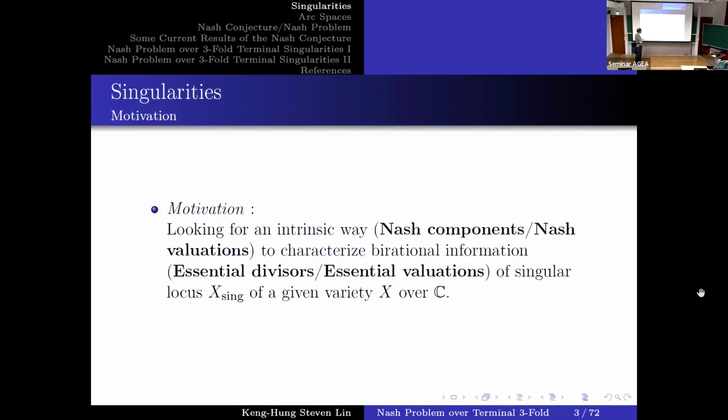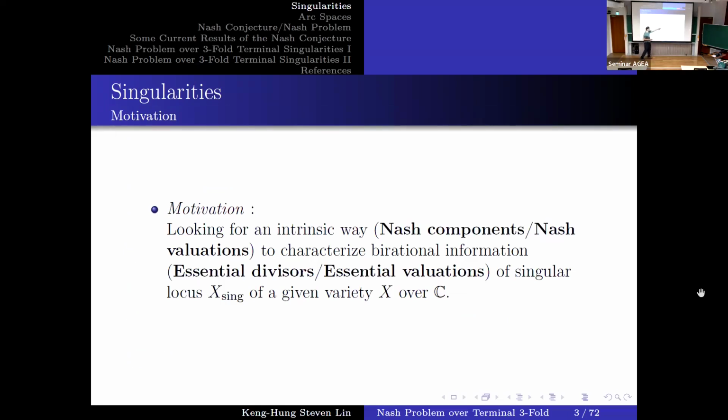First, motivation. The motivation for the Nash problem is that we try to characterize some birational information of a given singularity on a variety over C. We mainly focus on two objects. The first one is the so-called essential divisors, essential valuations.